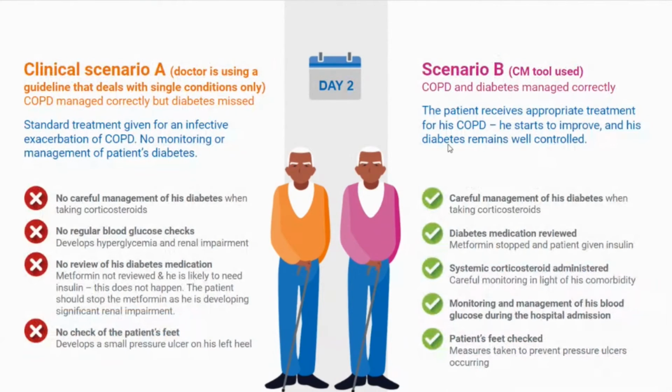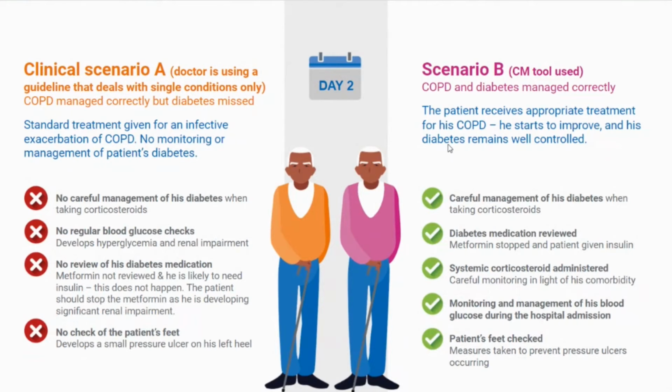And so what happens with these scenarios? Well, when you give the correct treatment, the COPD should start to improve and the diabetes remain under control. But when you don't, let's look at what happens on the left. No careful management of the diabetes despite taking steroids. Hyperglycemia will result, quite possibly renal impairment in an older patient. No review of the diabetes medication, metformin not reviewed as it should be, renal impairment will get worse. No check of the patient's feet, and a pressure ulcer in somebody with diabetes.